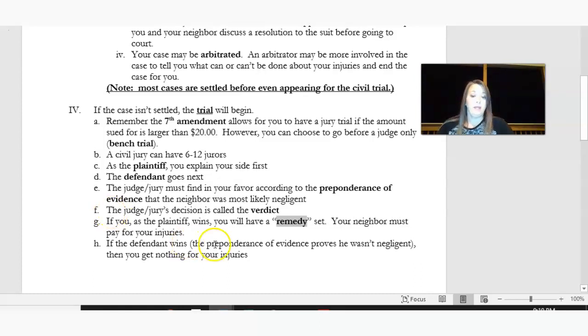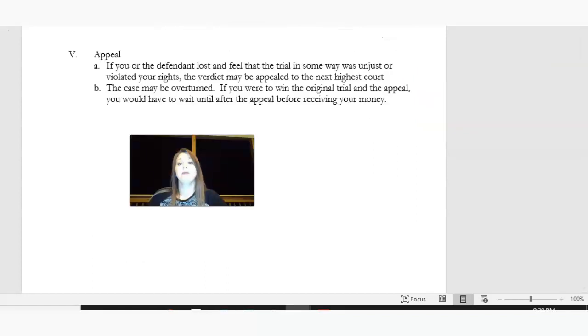Now, if the defendant wins, which means that the judge or jury decides the preponderance of evidence proves that he wasn't negligent, then you get nothing. Then the case is over and you've had, of course, to pay for a civil suit. But at least you've challenged what you thought was the right thing to do. And really, anyone can bring a civil case for pretty much anything. So if you feel like you've been wronged in some way, you can bring it to court. Now, not all cases are even going to make it to court because, as we've said before, a judge can drop that case.